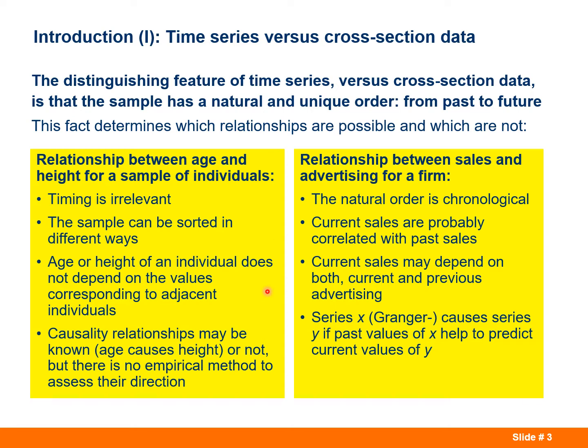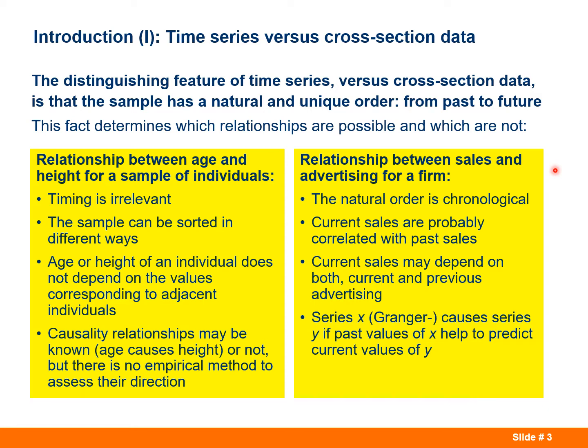Third, given any sorting criterion, age or height of an individual does not depend on the values corresponding to the individuals which are adjacent in that order. Fourth, causality relationships may be known. In this case, age typically causes height, or not, but there is no empirical method to assess the direction of causality.